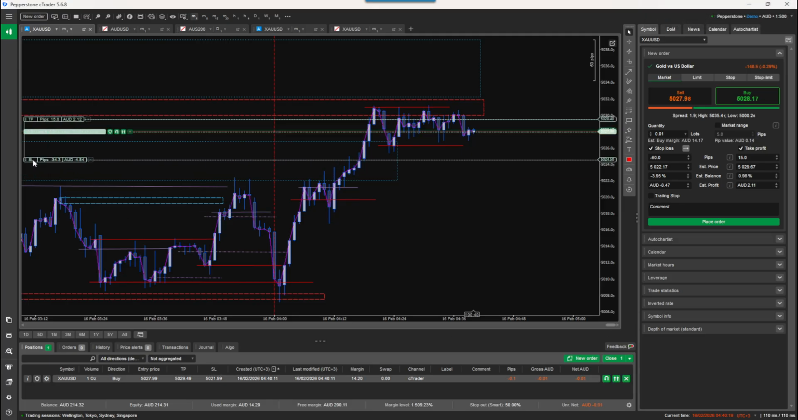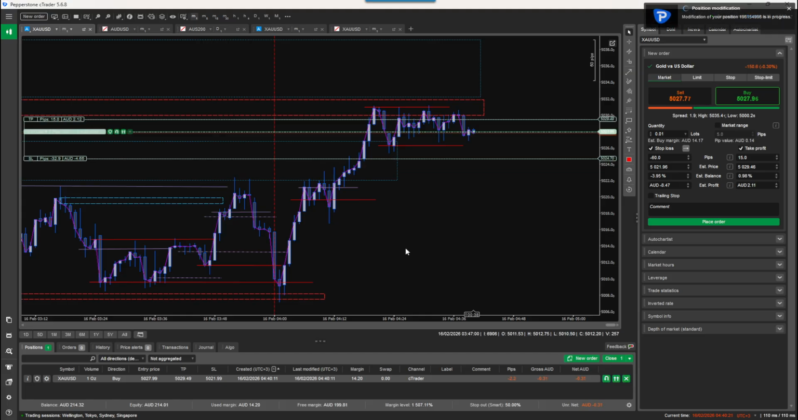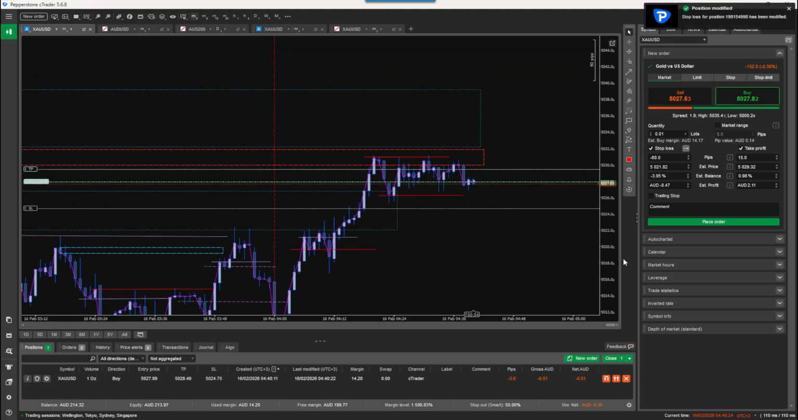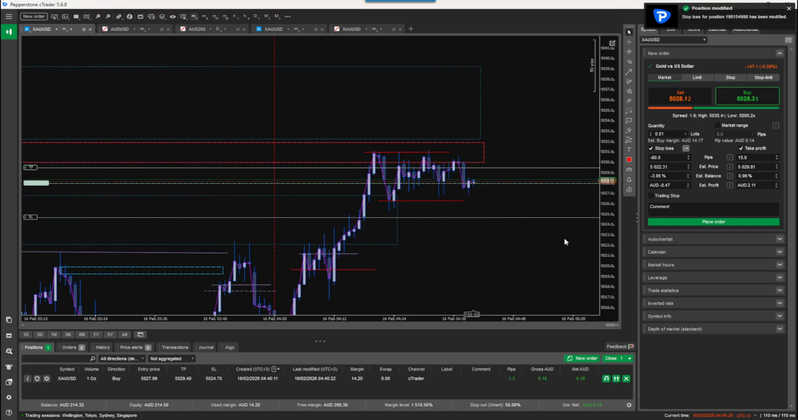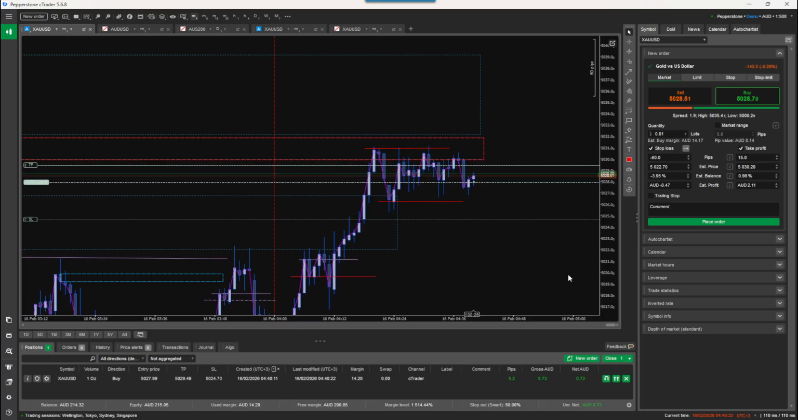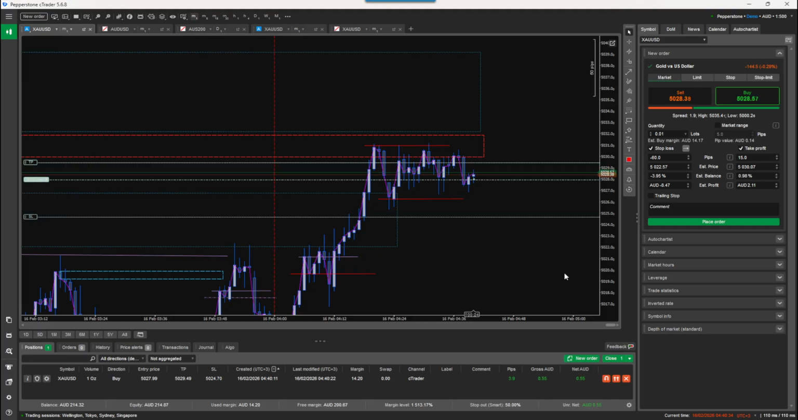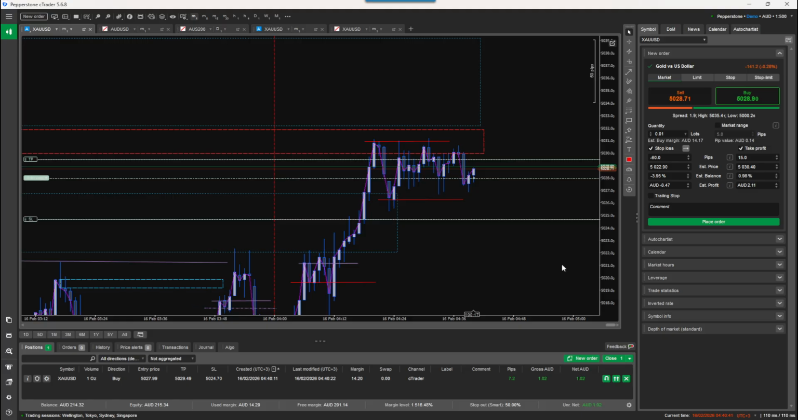If it comes down here somewhere, we don't want to be in that. But our volatility now has dropped to 4.8, so it's dropping away.